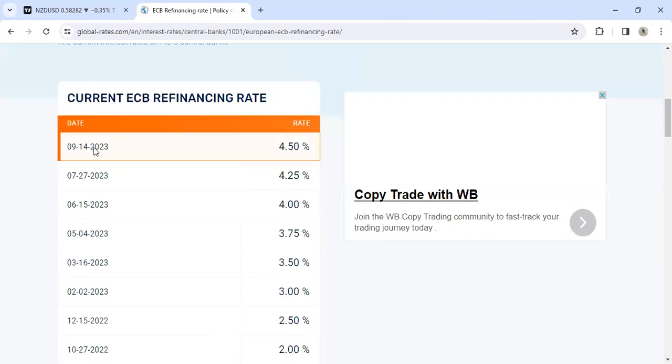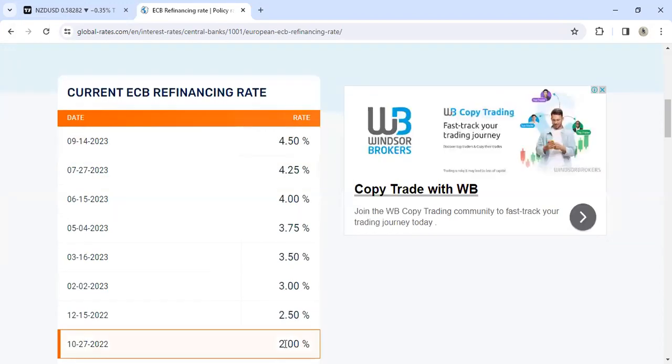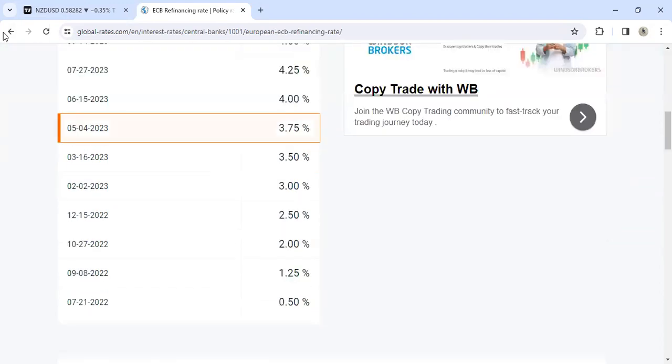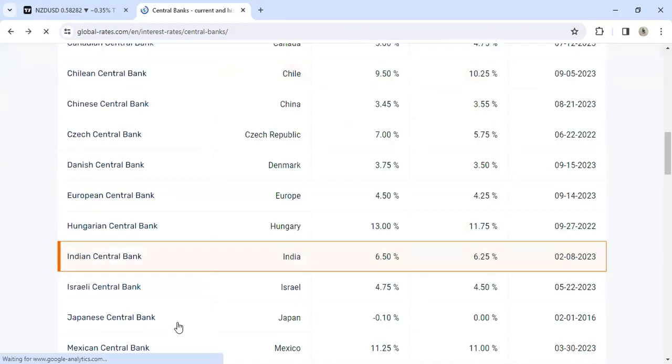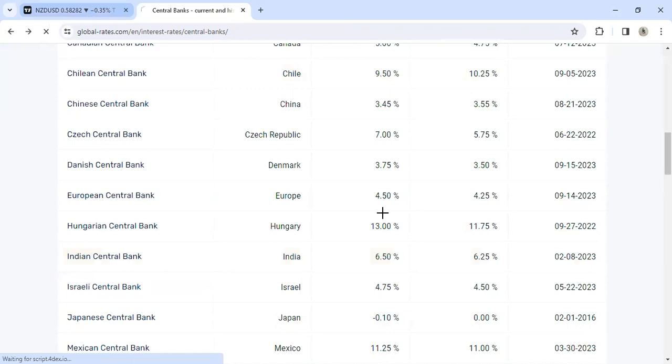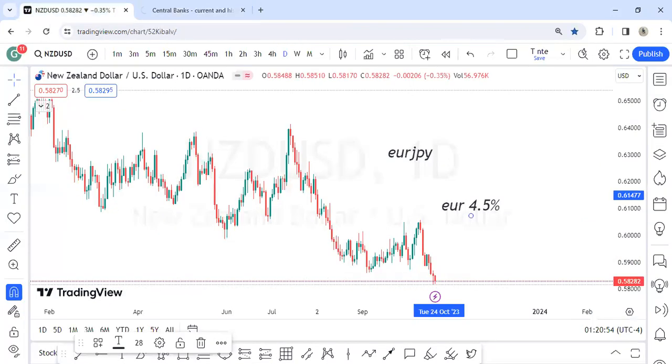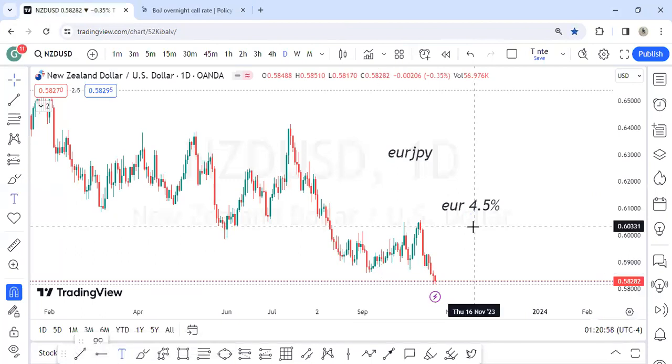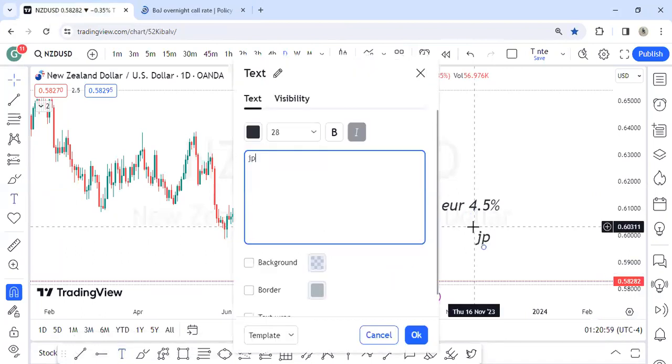All right, so let's look at that. Consider the European market was bullish and its current rate was 4.5%, right? Let's look at the Japanese bank, which is JPY. So the Japanese central bank is at minus 0.1%, right? So let's just write that the Japanese bank is at minus 0.1%. So JPY was minus 0.1%. This is negative 0.1%. That's been the interest rate for the Japanese bank.